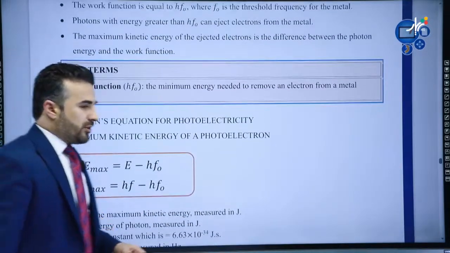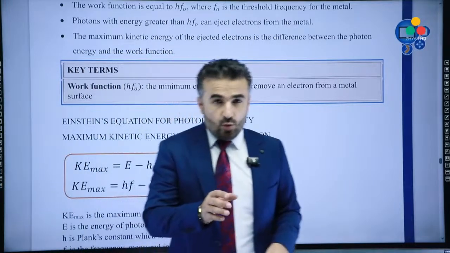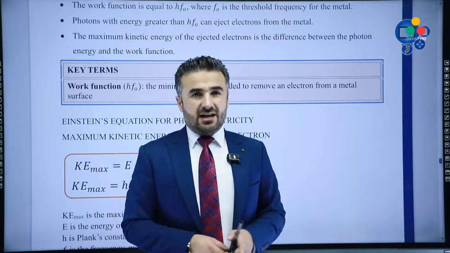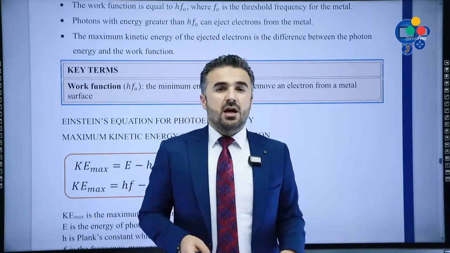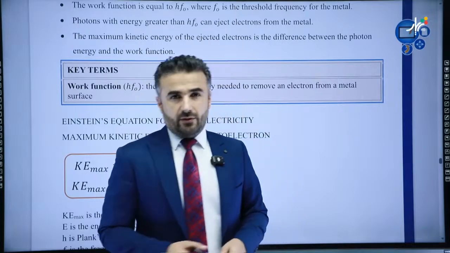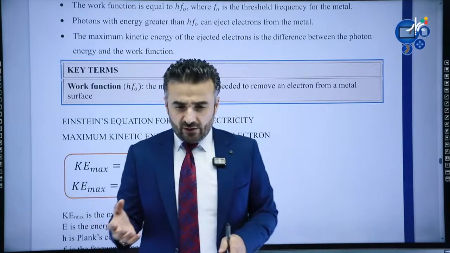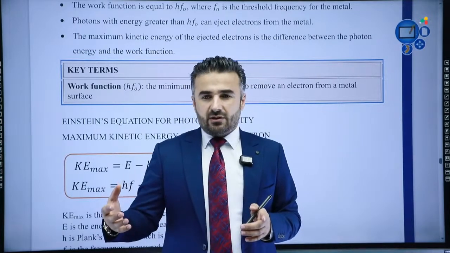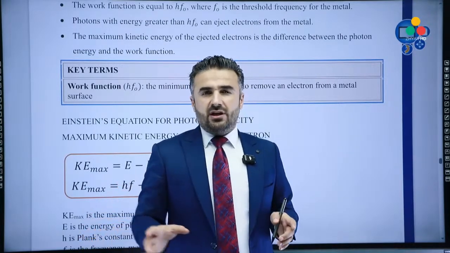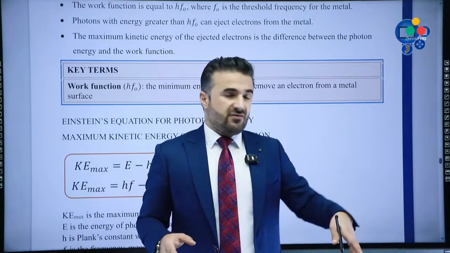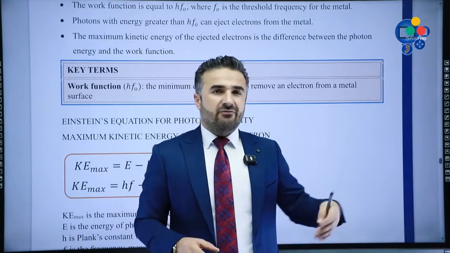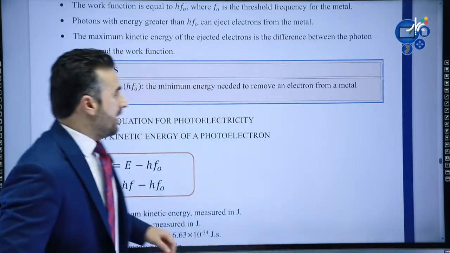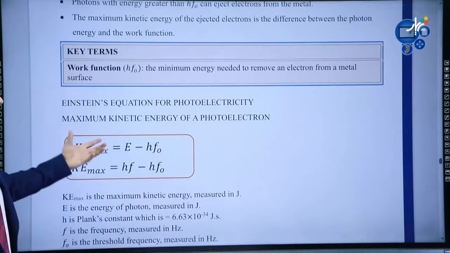By the way, one more thing, remember this: the work function is not a fixed thing for all materials. Every single material would have a different work function because they have a different threshold frequency. So if a certain frequency can eject electrons from one metal, will it eject electrons from the surface of any other metal? The answer is no, because every metal has its own threshold frequency, which you can say is its own work function.